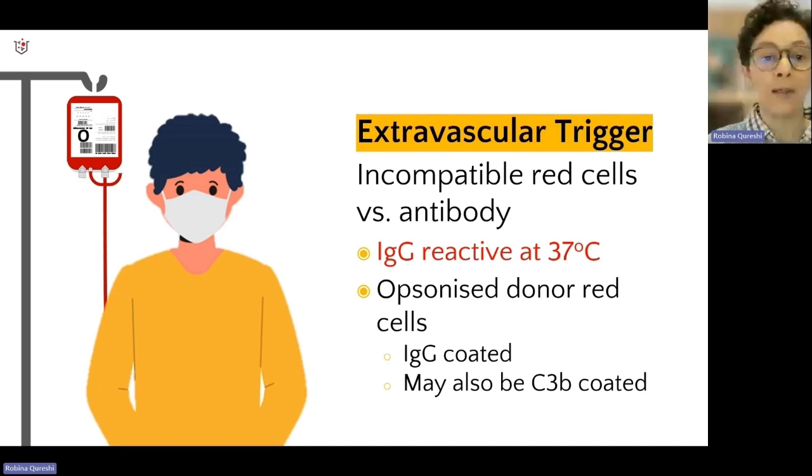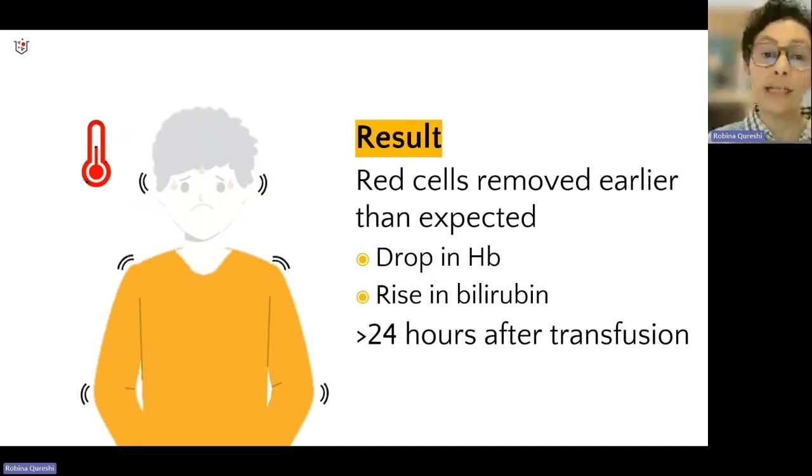Okay, so what about the signs and symptoms? It's really that the red cells are removed earlier than expected. So we get a drop in hemoglobin and a rise in bilirubin, and this is after 24 hours after the transfusion. So the transfusion that we gave has done the opposite of what we wanted it to do, so we need to find out why. Okay.